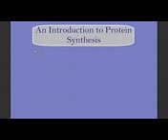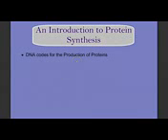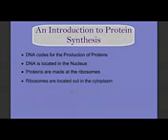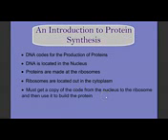This video will serve as our introduction to protein synthesis. As we know, DNA codes for the production of proteins, and DNA resides in the nucleus. However, proteins are made at the ribosomes, which are out in the cytoplasm. So we must get a copy of the code from the nucleus to the ribosomes and then use it to build proteins. This is going to require the help of RNA.